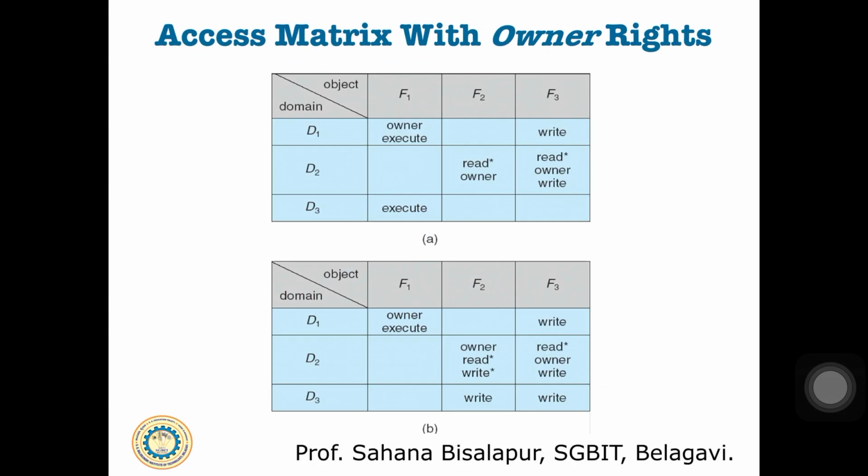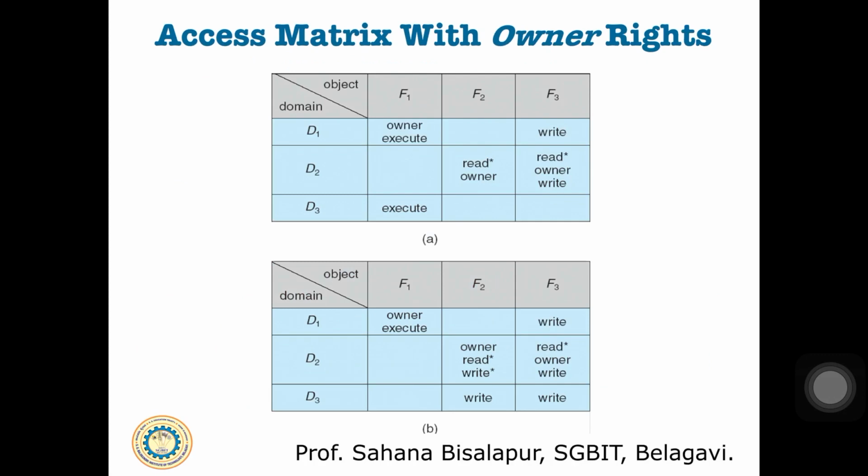Who can add the new access rights and who can remove the rights here? It can be done only by the owner. We are going to see this through the access matrix with owner rights. The owner right controls these operations. If access ij includes the owner right, then the process executing in domain di can add and remove any right in any entry in column j.